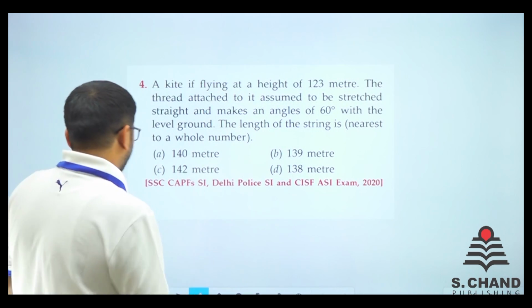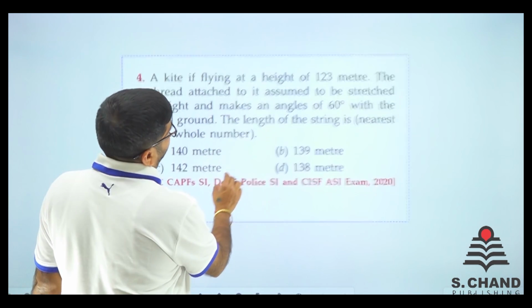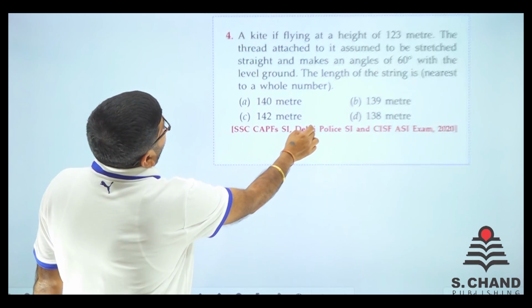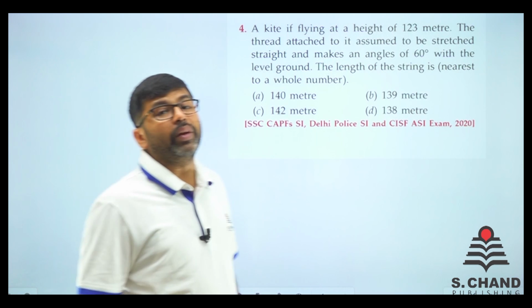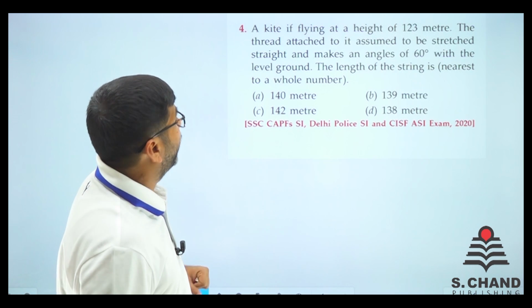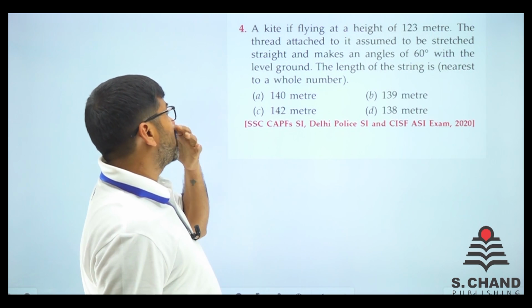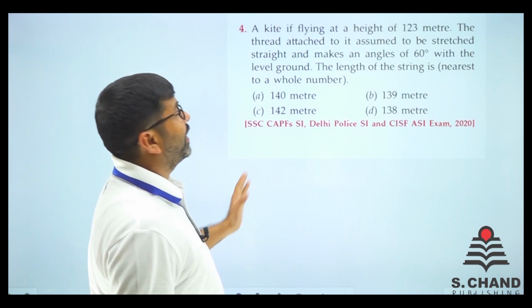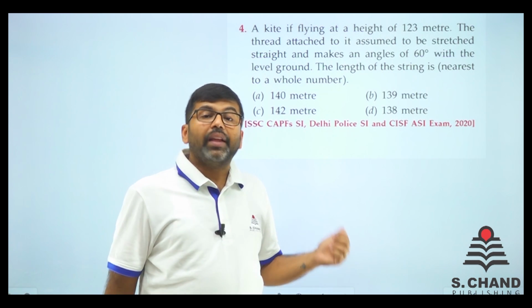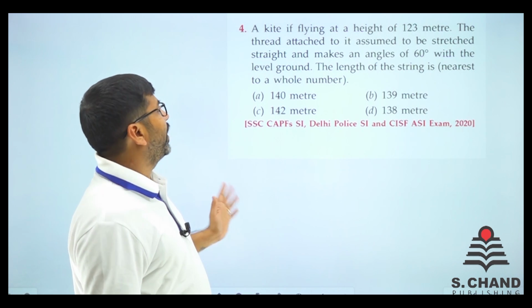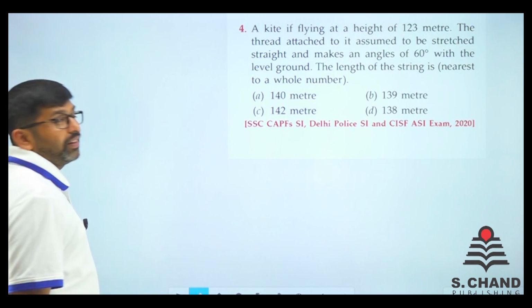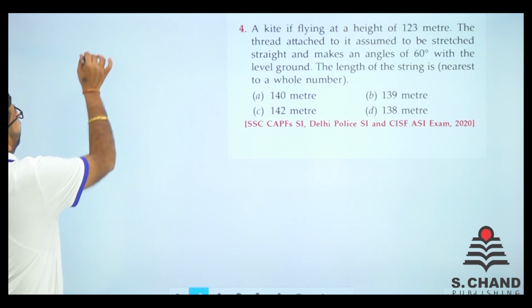The next question, question number 4 of the same exercise. A kite is flying at a height of 123 meter. So at the height of 123 meter, a kite is flying. The thread attached to it is assumed to be stretched straight and makes an angle of 60 degrees with the level of ground. The length of the string is what? Right? We have to find the length of the string.